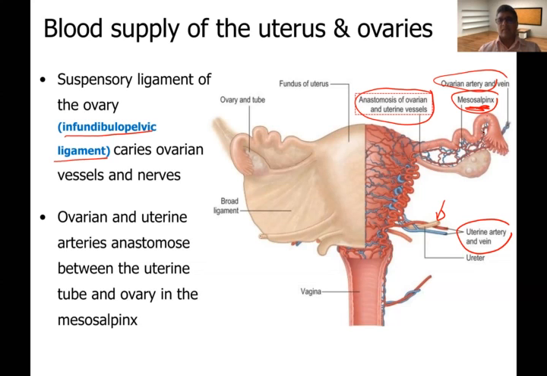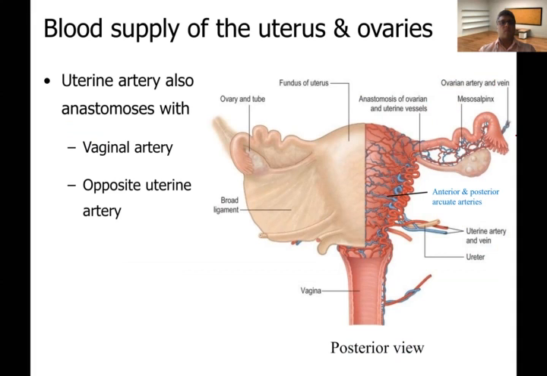And as a result, the medial 2/3, up to this part, of the uterine tube is supplied by the branches of the uterine artery. And the lateral 1/3 is supplied by the branches of the ovarian artery. Remember that point. And you can also see that the uterine artery, now this is the vaginal artery here, the uterine artery branches anastomose with branches of the vaginal artery here.